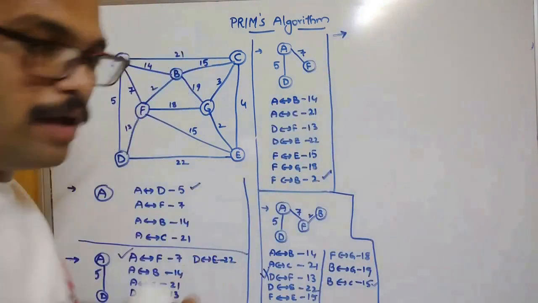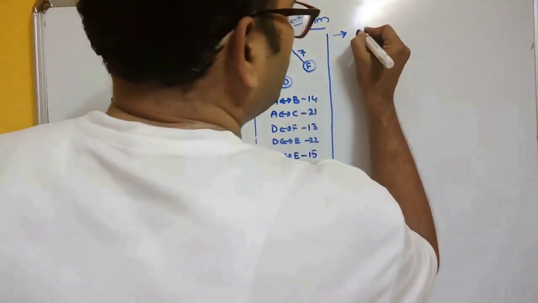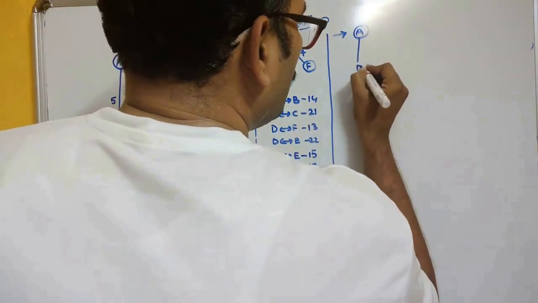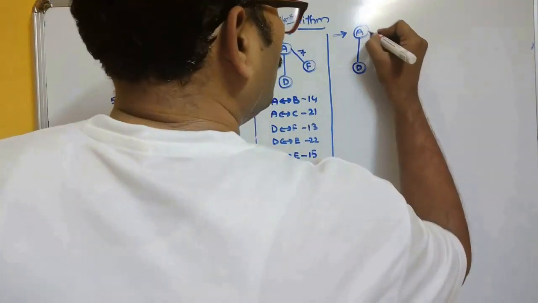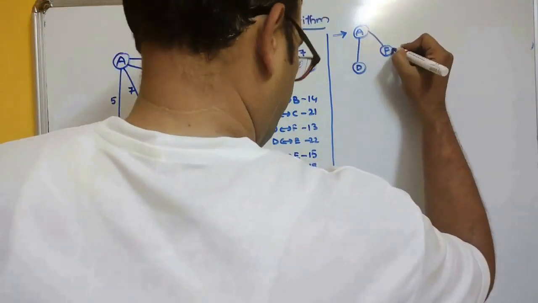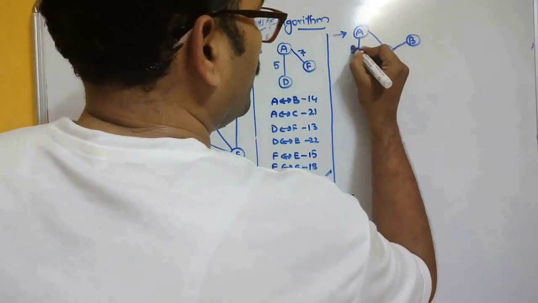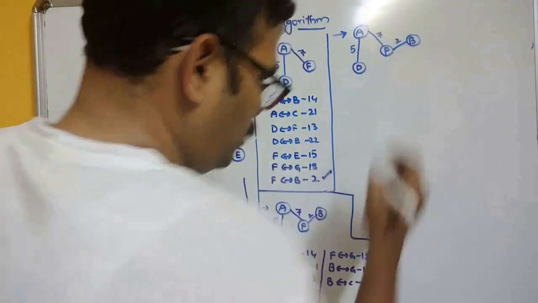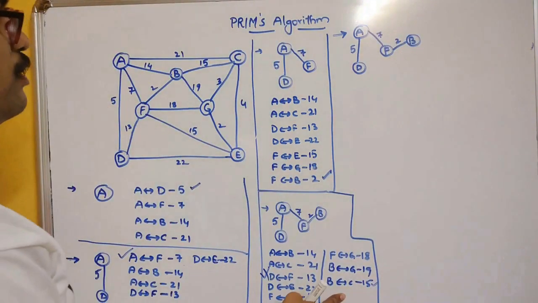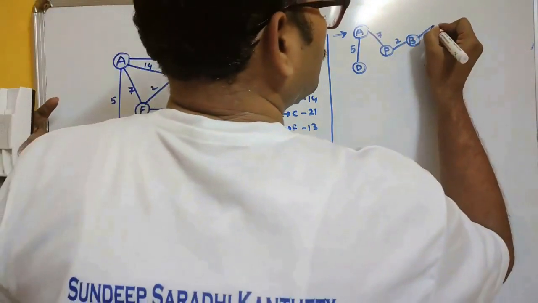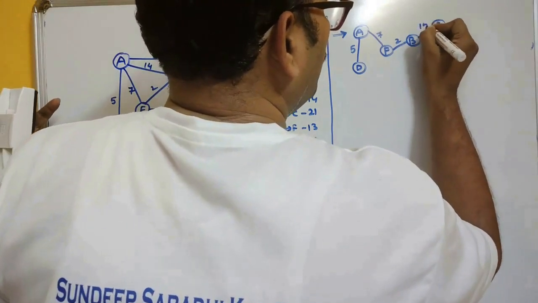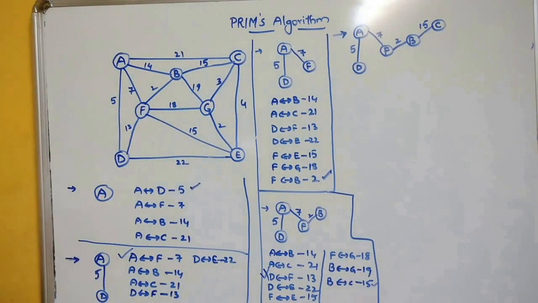Now the tree will be like this: A, D, F, B. Okay, so this is 5, this is 7, and this is 2. Now we need to consider B to C. What's the B to C here? Yes, B to C with 15.